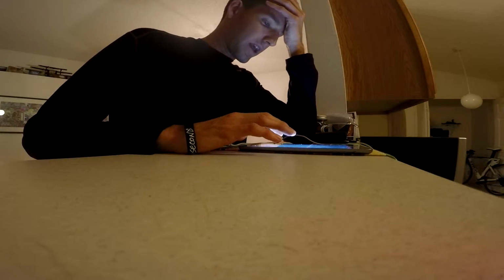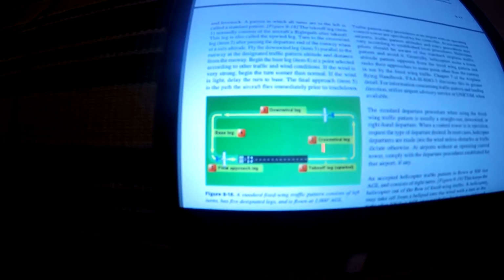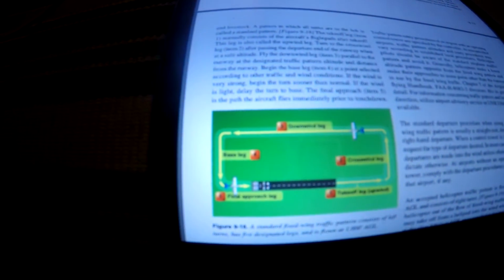A takeoff leg, item 1. We'll get into the takeoff leg. Item 1 normally consists of the aircraft's flight path after takeoff. This leg is also called the upwind leg. Turn to the crosswind leg, item 2, after passing the departure end of the runway when at a safe altitude.